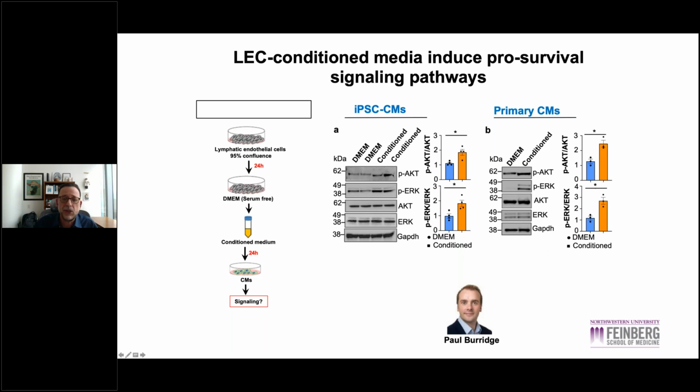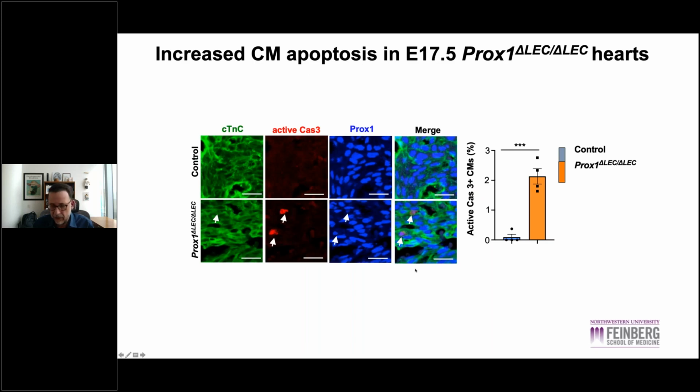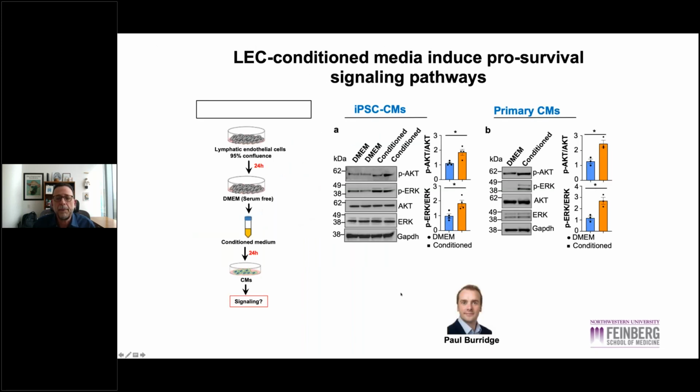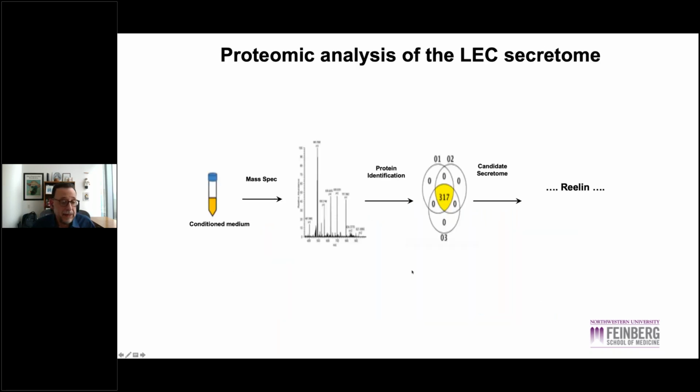It was very nice. She saw that this induced the activity of pro-survival pathways like phospho-ERK and phospho-AKT, as you can see here for iPS or here for primary cardiomyocytes. And she confirmed that what this conditioned media does is promote proliferation, you can see it here by Ki67, or reduce cell death, you can see it here as well by caspase. So obviously the next step was, what is this signal that is promoting this activity?